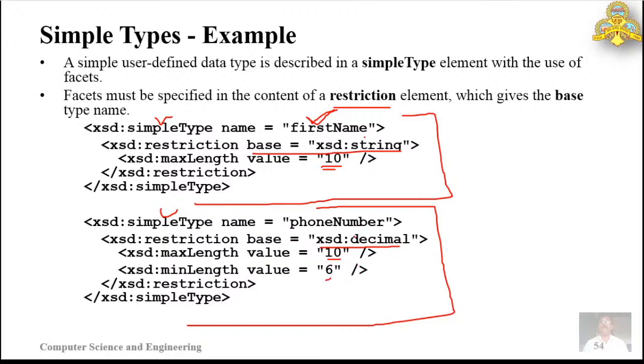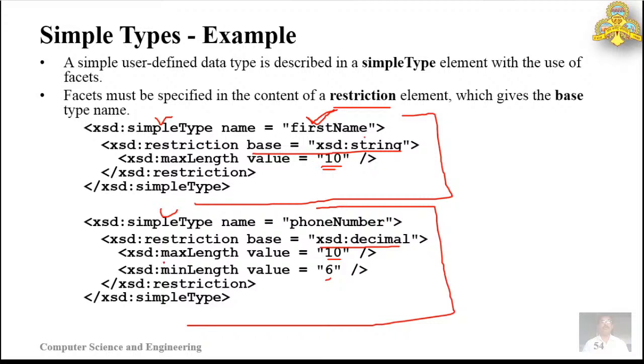That means the phone number must have digits, from 6 to 10. So if I enter any phone number of 5 digits, I will get wrong information. If the phone number crosses 10 characters, then also I will get the warnings. So this is the restriction specification by using facet.